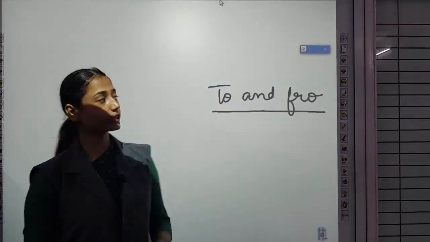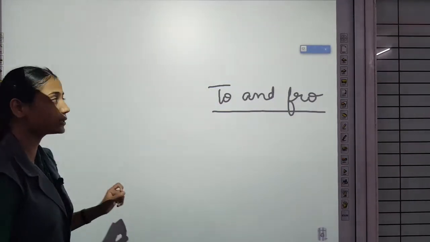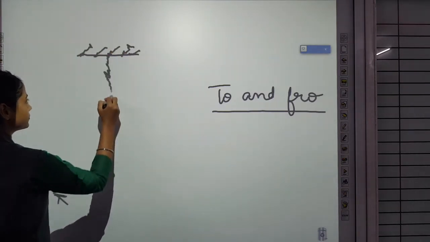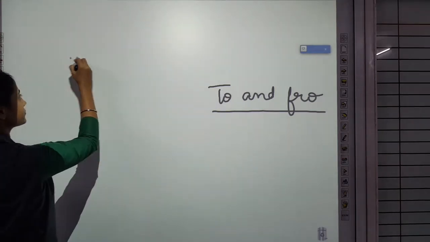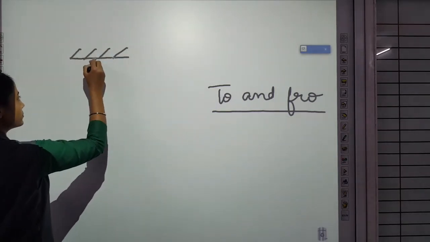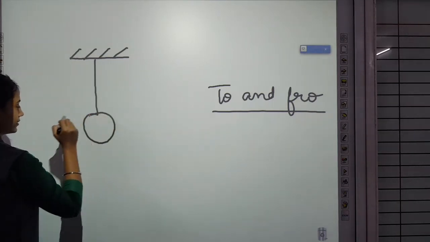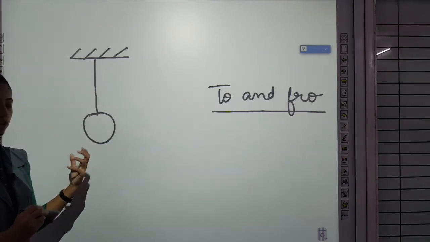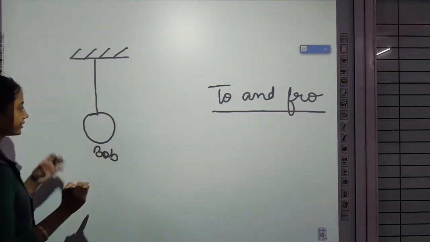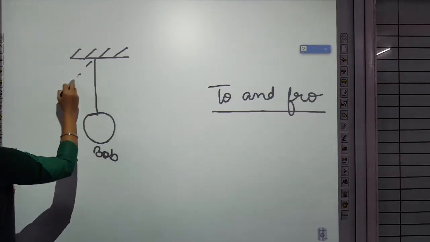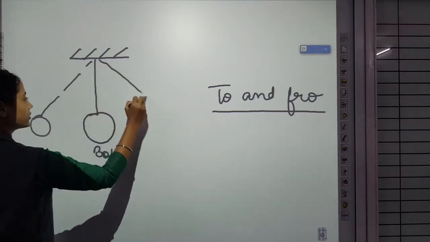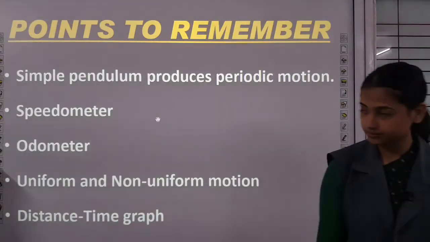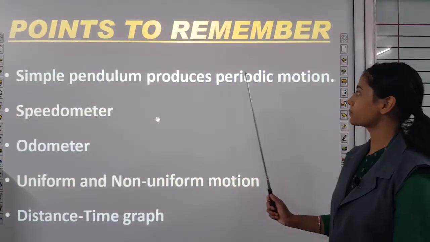And which device produces this type of motion? Simple pendulum. Do you know the structure of a simple pendulum? To a hard surface, a string is attached, to which a metallic ball, or we call it a bob, is attached. This is a simple pendulum, and its motion is periodic motion. So a simple pendulum produces periodic motion.